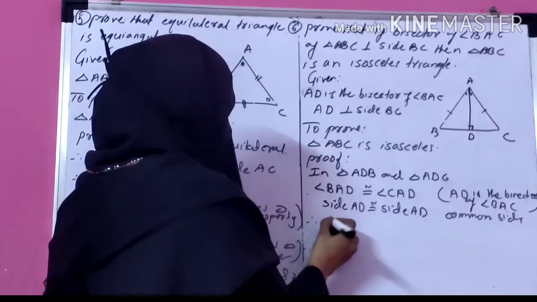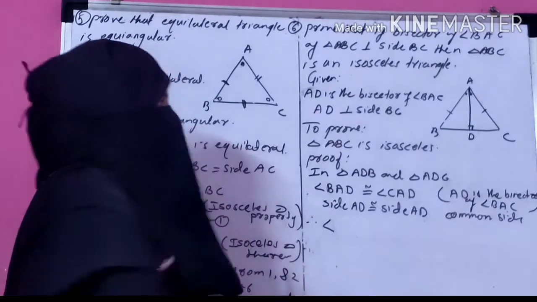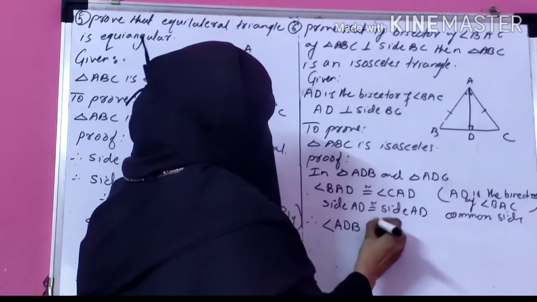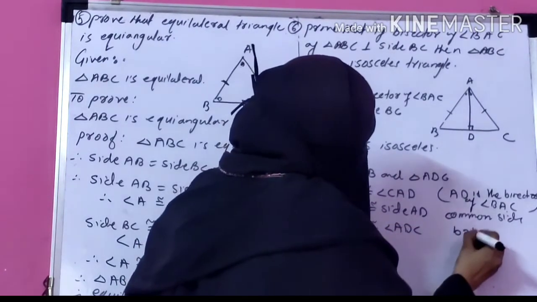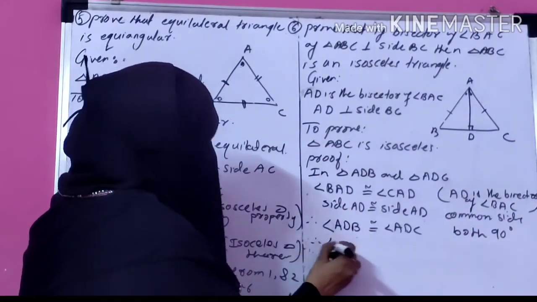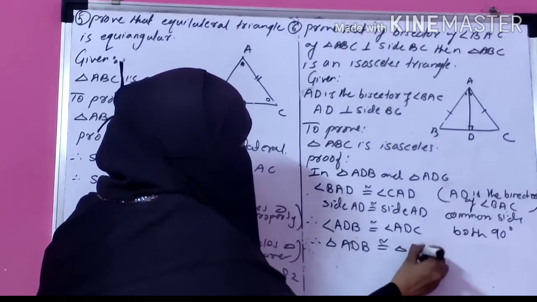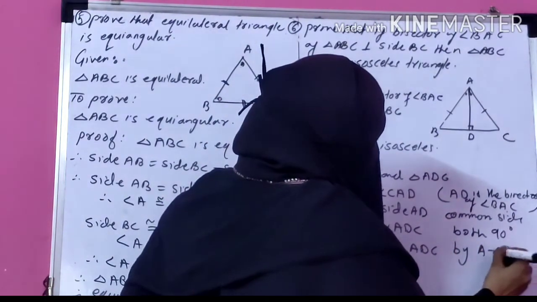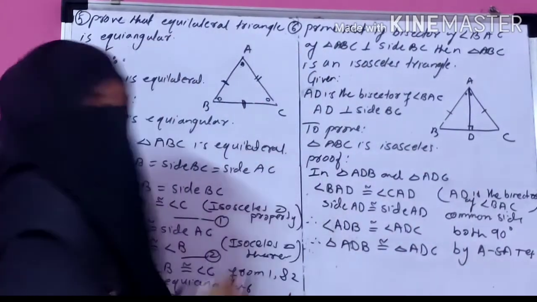Next, angle ADB is congruent to angle ADC, as both are 90 degrees, because AD is perpendicular to BC. So angle ADB is congruent to angle ADC, both 90 degrees. So therefore triangle ADB is congruent to triangle ADC by the ASA test.